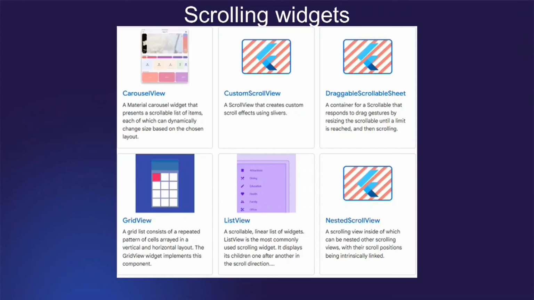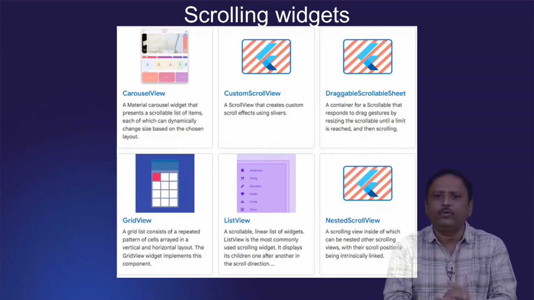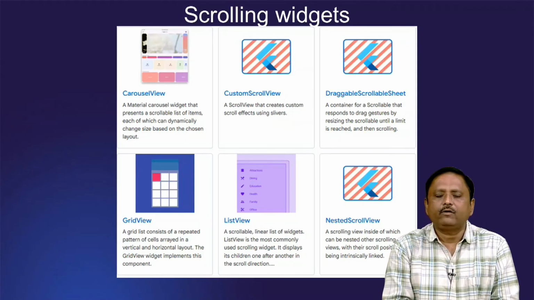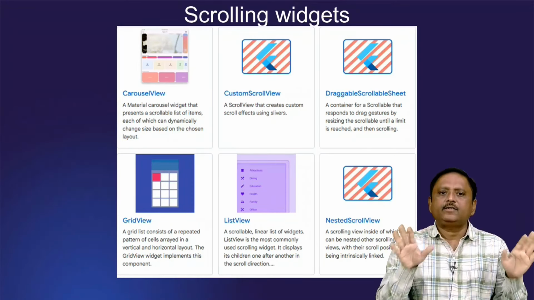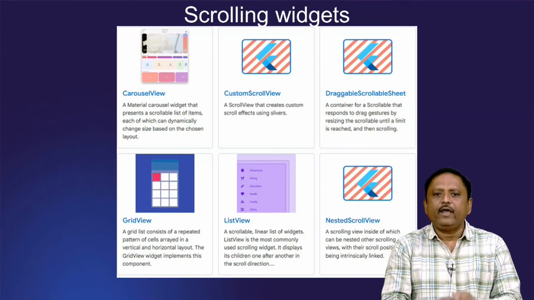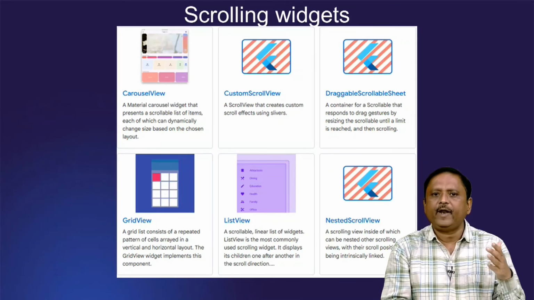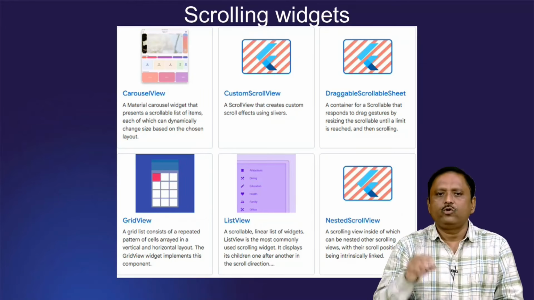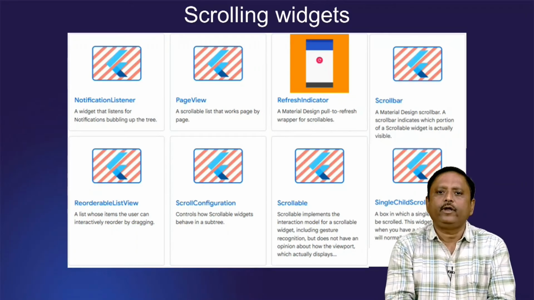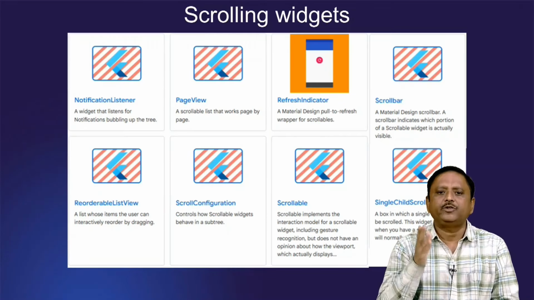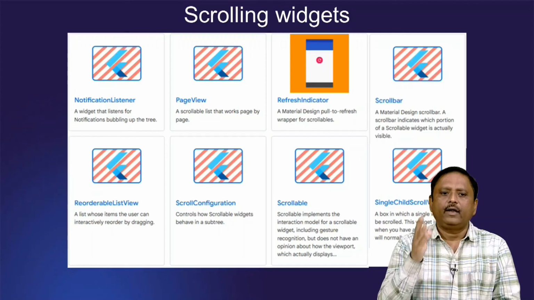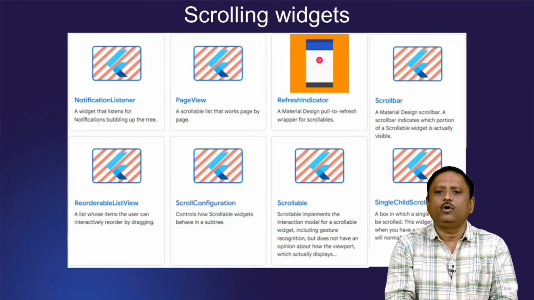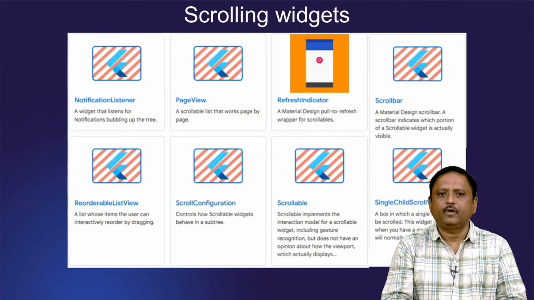Then there are some scrolling widgets. So, first is custom scroll view, draggable scrollable sheet, grid view and list view. There is also a widget called nested scroll view. Now, all these widgets are scrollable. That means if child widgets are not displayed in the available space, it automatically displays a scroll bar so that you can move to view other widgets. Other types of scrolling widgets are notification listener, page view, refresh indicator, scrollbar, reorderable list view, scroll configuration, scrollable and single child scroll view. So again these are scrolling widgets available in Flutter.